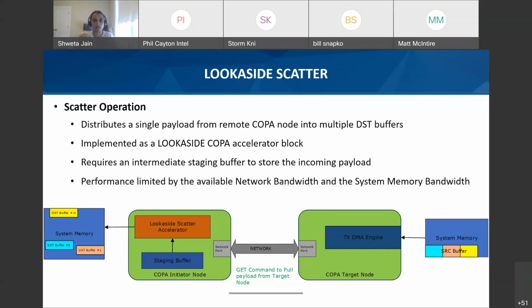And as per our architecture requirements, which I had referred to earlier, we never want to deteriorate the performance of our networking data path. So that's why we have implemented scatter as a look-aside block. Basically, the network path gives us the payload that needs to be scattered. We store it in a staging buffer within the look-aside accelerator block, and the networking path can, from that point onwards, make progress because the look-aside accelerator is doing the scatter operation in background. So both of them can, from that point on, run independently.